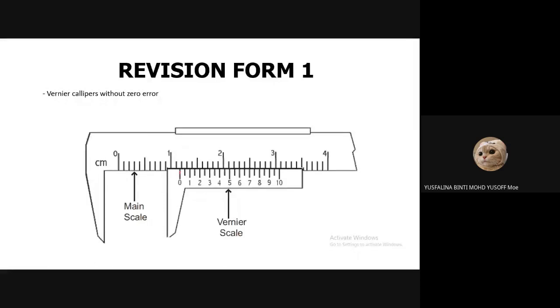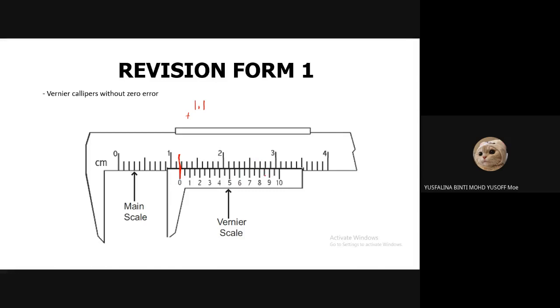The first thing you have to see is where the zero is. The zero is here, right? So you make a line here. Then you have to read the main scale first. This is called the main scale and this is called the vernier scale. On the main scale it is 1.1, because it has not yet reached 1.2. So it stops in the middle between 1.1 and 1.2, so you take 1.1. Then for the second part, you read at the vernier scale which line forms one straight line with the main scale.